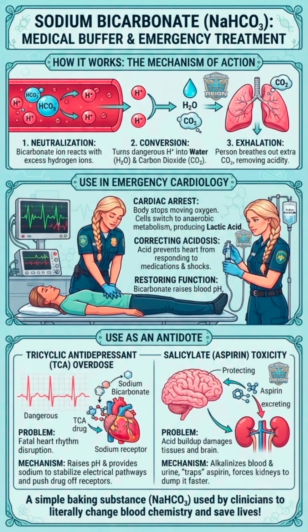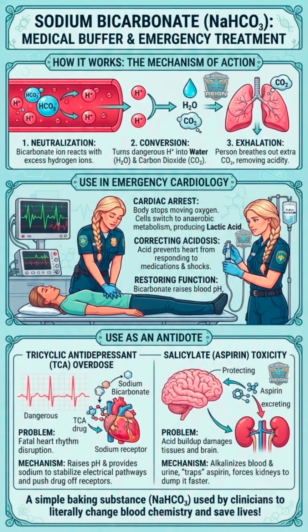To understand sodium bicarbonate, you have to understand pH. The body's blood is meant to stay slightly alkaline, basic, at a pH of about 7.4. If the body's blood becomes too acidic, a condition called acidosis, the body's cells stop working properly, and the heart and brain can struggle to function. Sodium bicarbonate acts as a chemical sponge for acid.